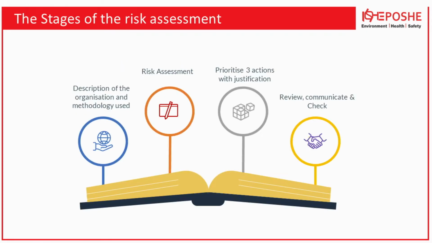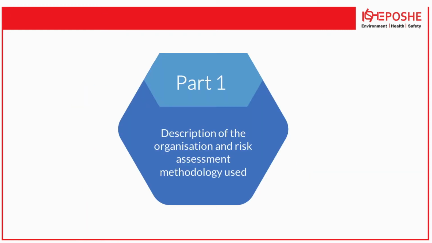Part 1, description of the organization and methodology used. Part 2, risk assessment. Part 3, prioritize 3 actions with justification. Part 4, review, communicate, and check. Now let's see each part in detail and what the examiner is expecting from you, and how you can meet all the criteria to pass this practical assessment.